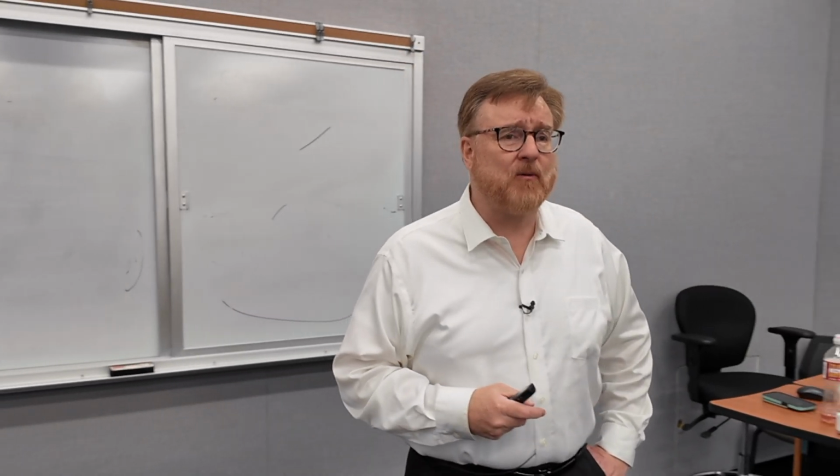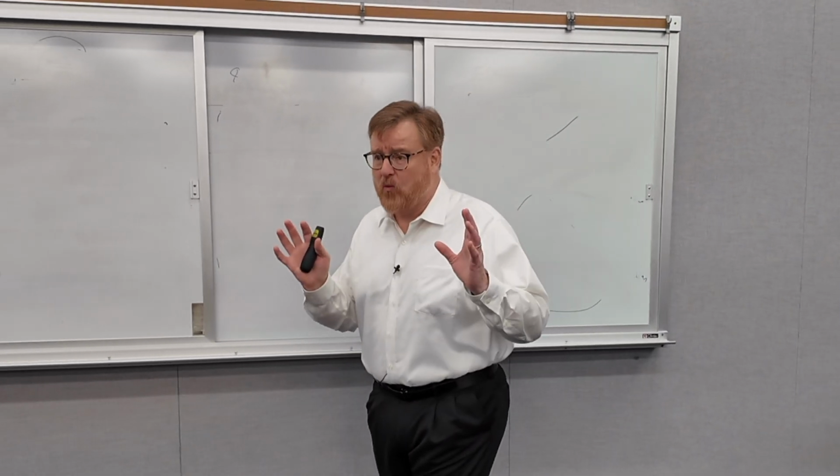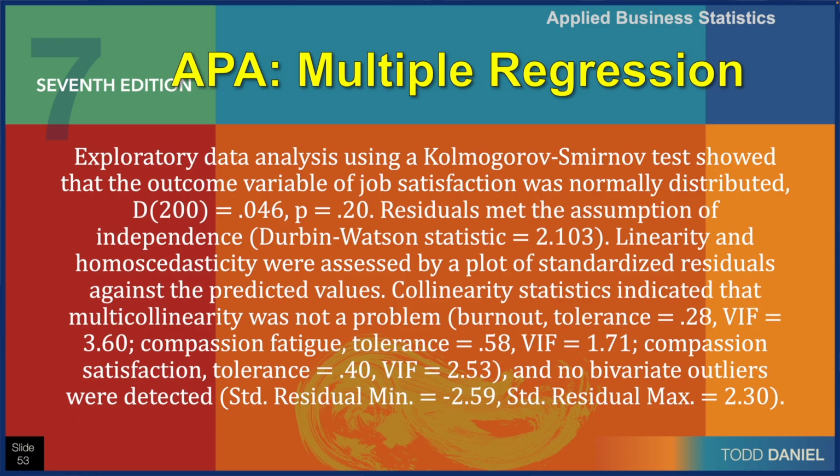And here's what that multiple regression write-up would look like in APA style. We're going to first describe what we did. We used a multiple regression to evaluate the predictive ability of burnout, compassion fatigue, and compassion satisfaction on job satisfaction with our sample of 200 mental health professionals. I then go on to describe the kind of measurements that were used, the Professional Quality of Life Scale and the Job Satisfaction Survey, both of which were part of the data collection.